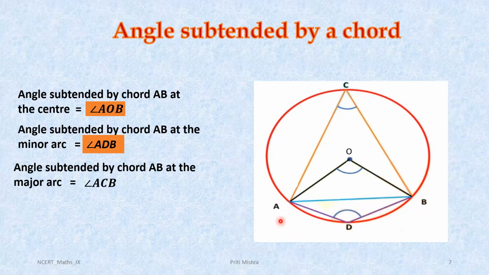Now here we are having the major segment. So angle subtended by chord AB at the major segment is angle ACB. See, in the major segment it is ACB. So basically the chord AB is subtending three types of angles here: at the center AOB, at the minor segment ADB, at the major segment angle ACB.